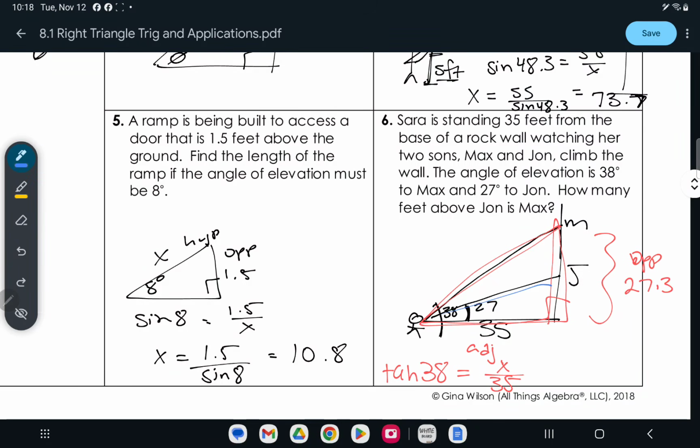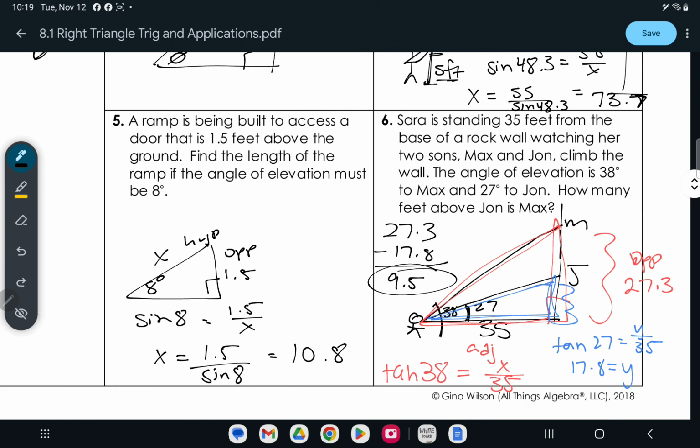I'm going to do blue for the smaller triangle, because I need to subtract the difference here. So tangent 27 is, use a different letter, y over 35. So y is 17.8. And then I will just subtract those two. So 27.3 minus 17.8 gives 9.5 feet higher.